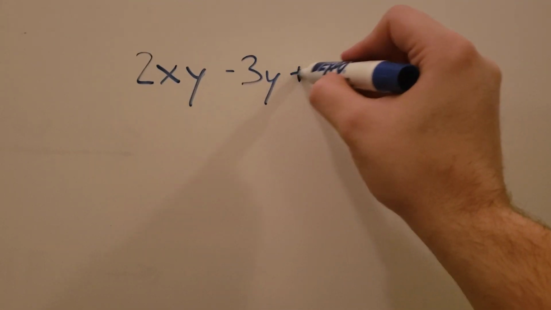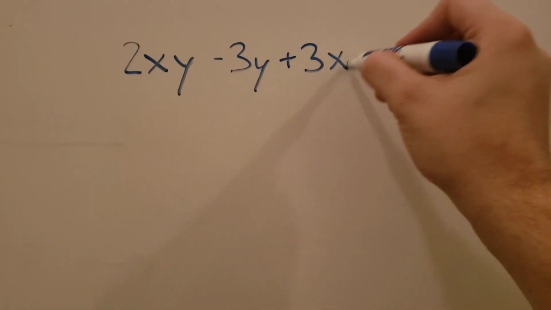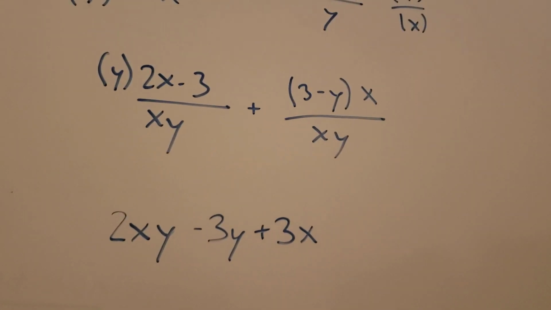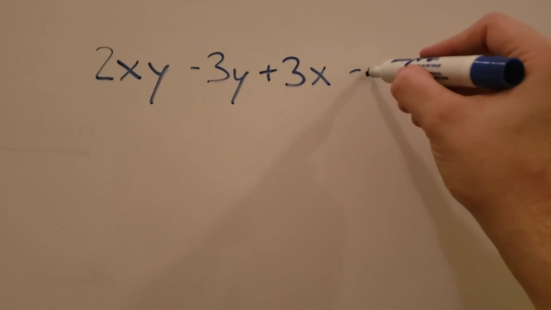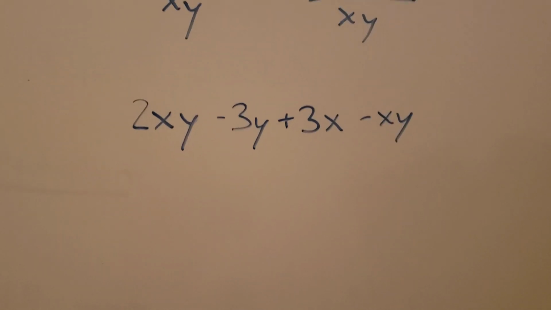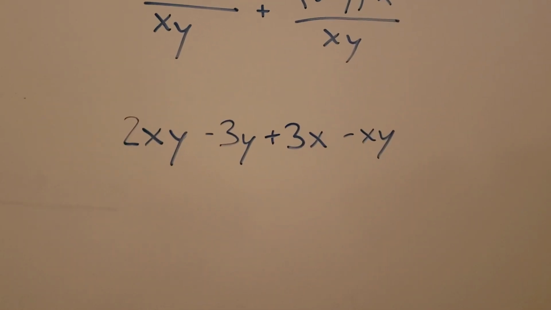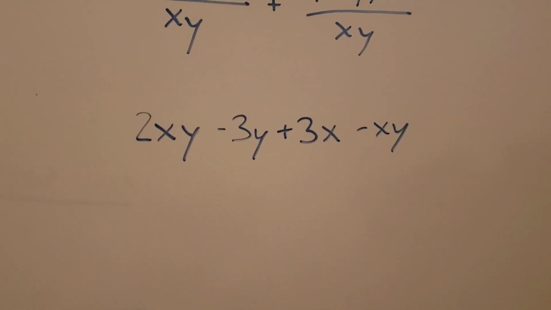Then we've got x times 3, and we've got x times negative y. So there we have it. Those are our finished parts.